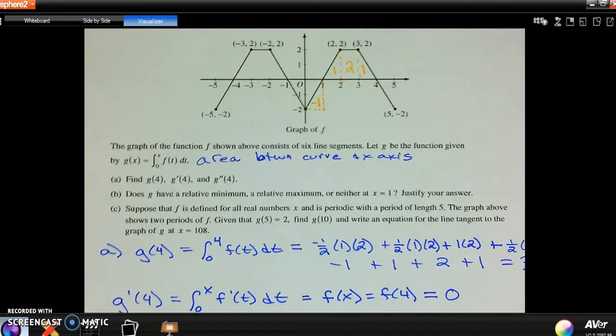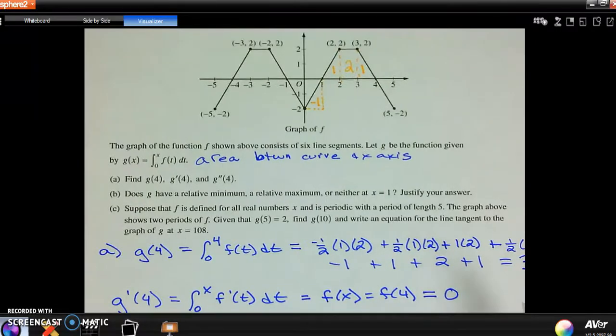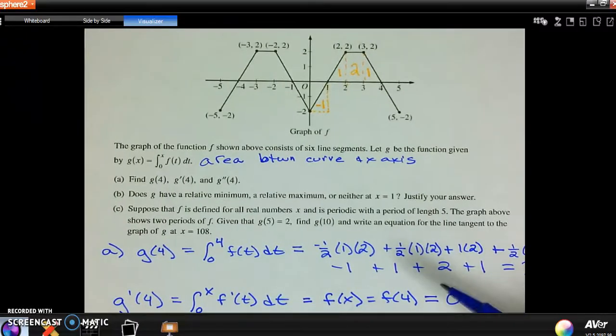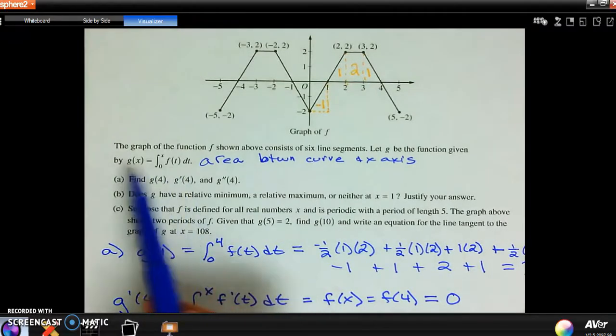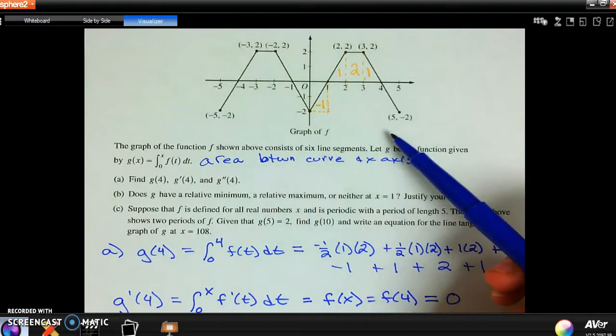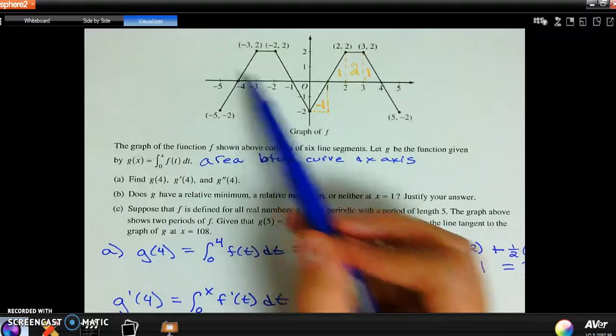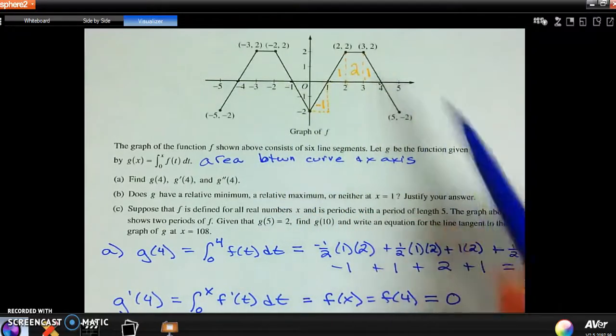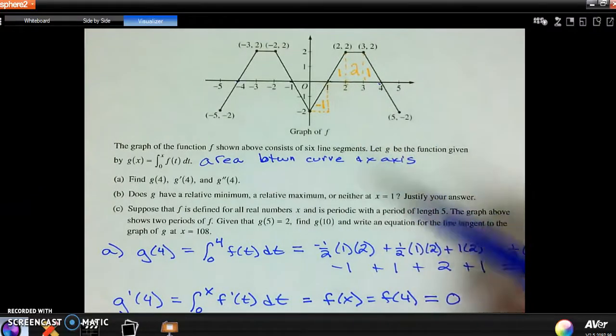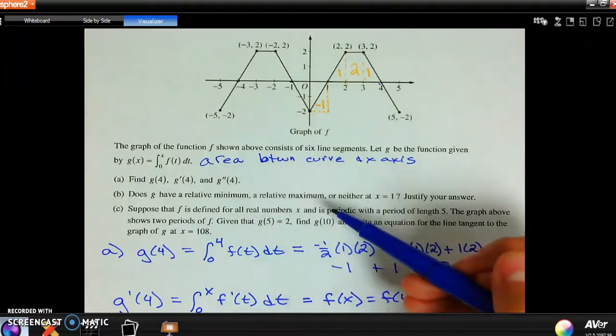In part B, it says, does it have a relative max, min, or neither at x equals 1? Part of the challenge here is that you have to figure out what you're looking at. What you need to realize is that maxes and mins occur for g when the derivative is 0. The derivative of g, going back up here, is actually this graph. So critical values occur when the derivative equals 0. There'd be a critical value at negative 4, negative 1, 1, and 4. Once you know that, 1 is a critical value, and it's asking whether at 1 it is a relative max or min.